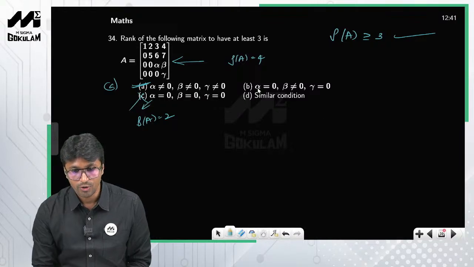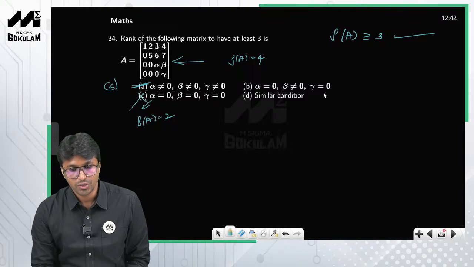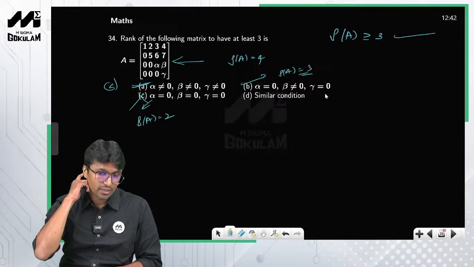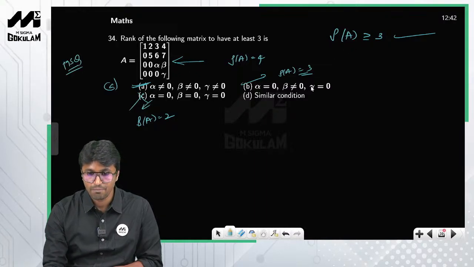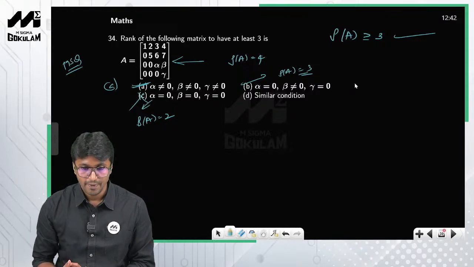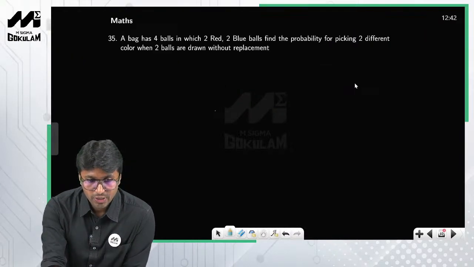Now what about this one? Alpha is equal to 0, beta not equal to 0 and gamma is equal to 0. In that case the rank of the matrix will be equal to 3, so this also satisfies the condition. So I think this is an MSQ. Therefore options A and B satisfy the given condition, so A and B are correct. Now let us move on to the next question.